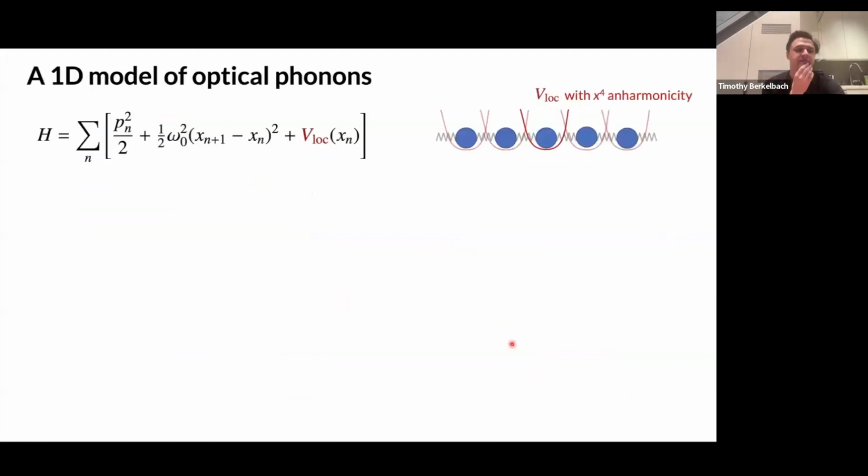So for the rest of the talk, I'll show a little bit of results on model systems, just establishing the accuracy of dynamical mean field theory for phonons, and more recent applications to realistic materials. So this is just a one-dimensional model of optical phonons. I'll have a Hamiltonian, and on this 1D lattice, I have the kinetic energy of all of my atoms. The atoms will be connected by springs. And then each atom is also going to feel a local potential. And that local potential here will be chosen to be quartic.